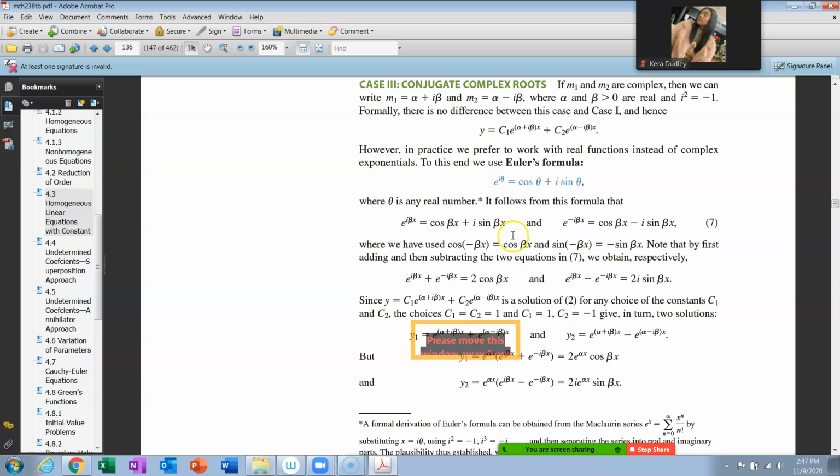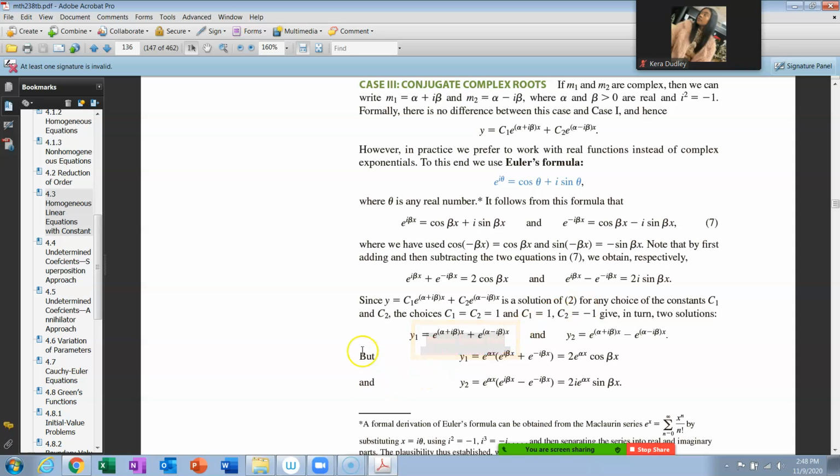Now, if you subtract the two equations, in other words, subtract this one from that one, you get e to the I beta x minus e to the minus I beta x. Then their cosines subtract away, and you get 2 I sine beta x. Okay? So the first one gives you 2 cosine beta x, and the second one gives you 2I sine beta x.